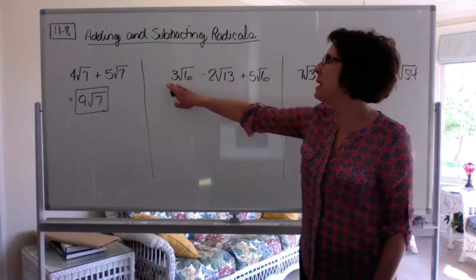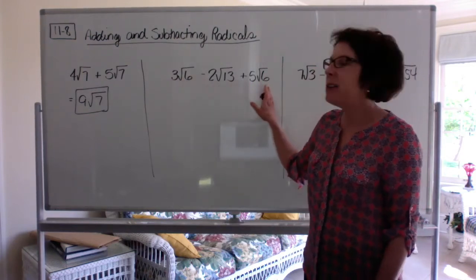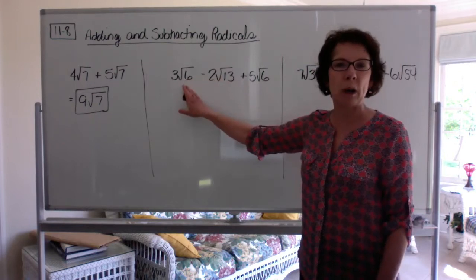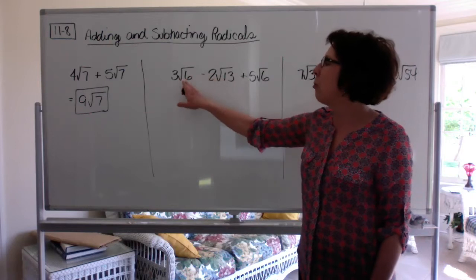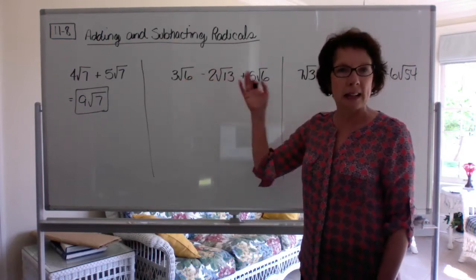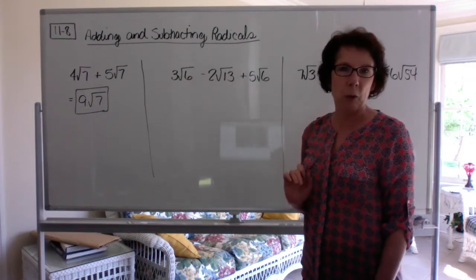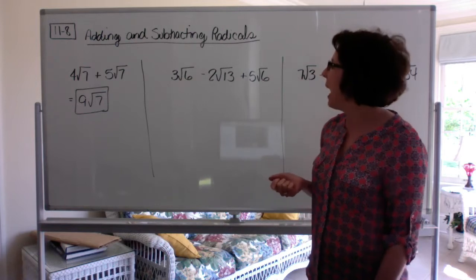Now here we have 3 times the square root of 6 minus 2 times the square root of 13 plus 5 times the square root of 6. Notice that we have 2 terms that have the square root of 6. This is the square root of 13. So you have to think of root 6 and root 6 as like terms and root 13 as a different term. It is not a like term with the other 2. So we're simply going to combine the 2 like terms and get their sum.